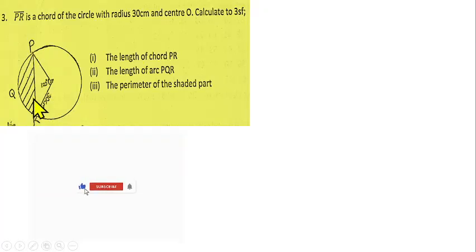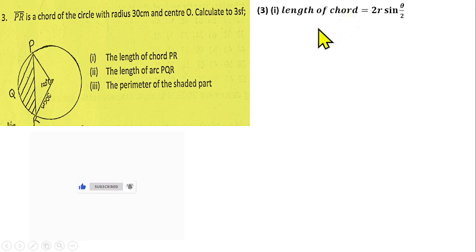The chord subtends an angle at the center, which is 120 degrees. So you can find the length of the chord using the formula: length of chord is 2r sine theta over 2. We have theta, the angle the chord subtends at the center, which is 120, and the radius of the circle is 30. If you substitute that, we have 2 times 30 sine 120 over 2, and that should give us 60 sine 60, and that should give us 51.961 centimeters.